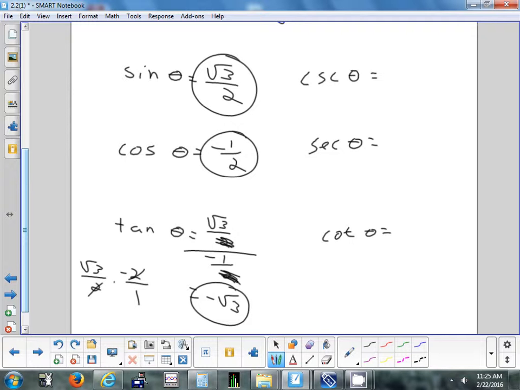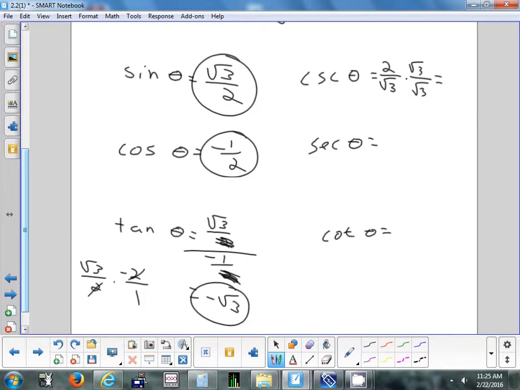Right, so Jason, what would be my cosecant? 2 over the square root of 3. And does anybody remember how we fix that so we don't leave the square root in the bottom? What do we have to multiply? Yep. You multiply the top and bottom by square root of 3. Yeah, I think we talked about that when we did the distance formula. Okay, reducing square roots and not leaving the square root in the bottom.